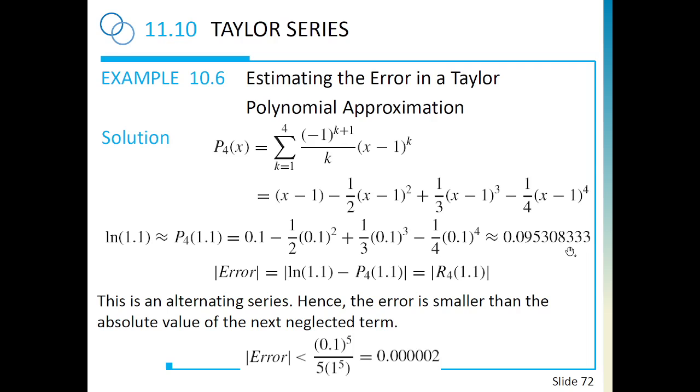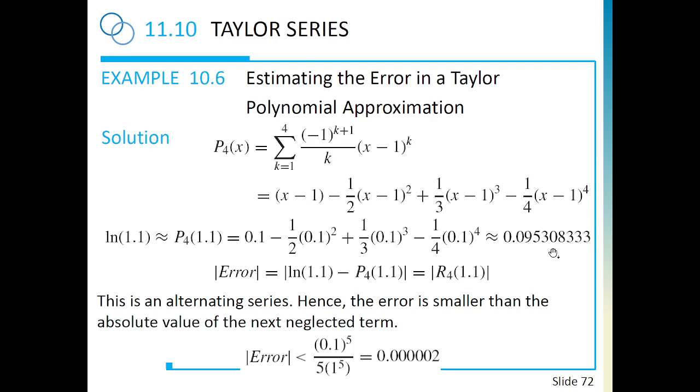Now the last question is, what's the error? How good is this approximation? Well, we realize that this is an alternating series. So for the alternating series, we know the error is smaller than the absolute value of the next term. What's the next term? It's 1 over 5, 0.1 to power 5. So 0.1 to power 5 divided by 5. Okay, so this is the error. So we have 5 zeros here. So that means we have the first 5 digits that are correct.